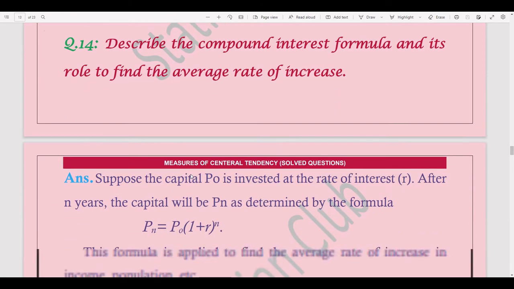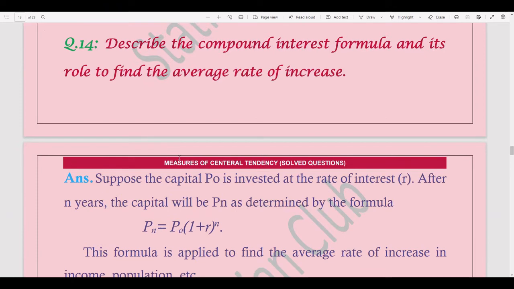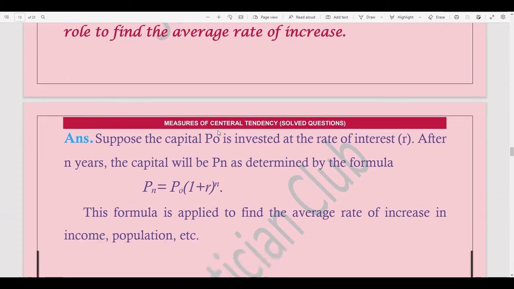Question number 14. Describe the compound interest formula and its role in finding the average rate of increase. Answer. Suppose the capital P naught is invested at rate of interest R. After n years, the capital will be Pn as determined by the formula Pn is equal to P naught into (1 plus R) power n. This formula is applied to find the average rate of increase in income and population.